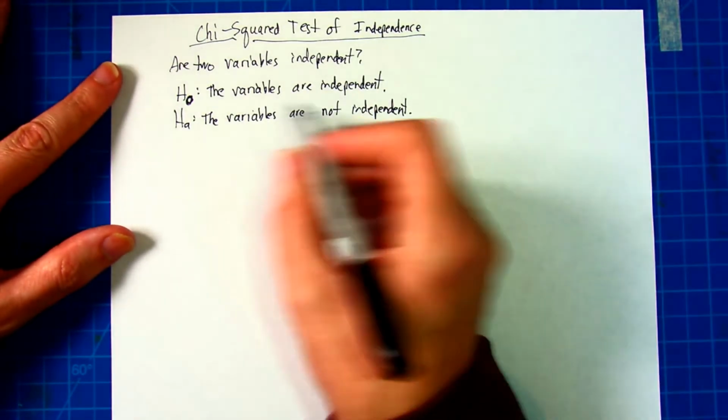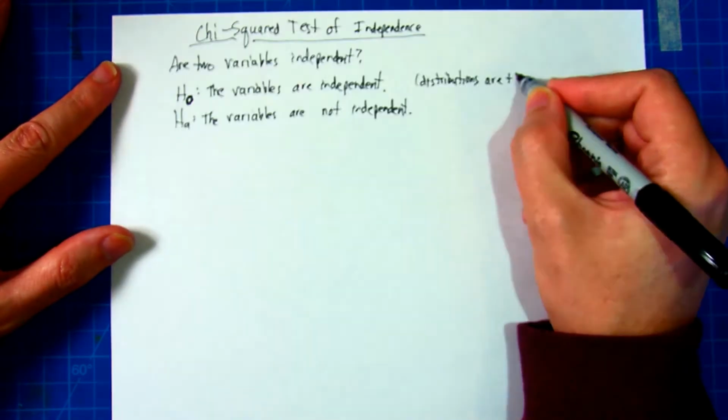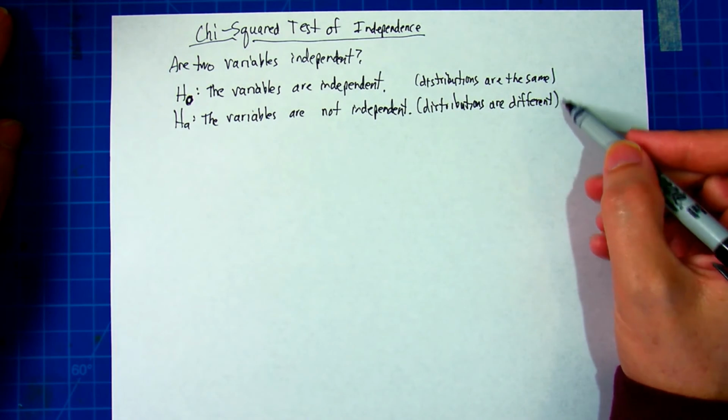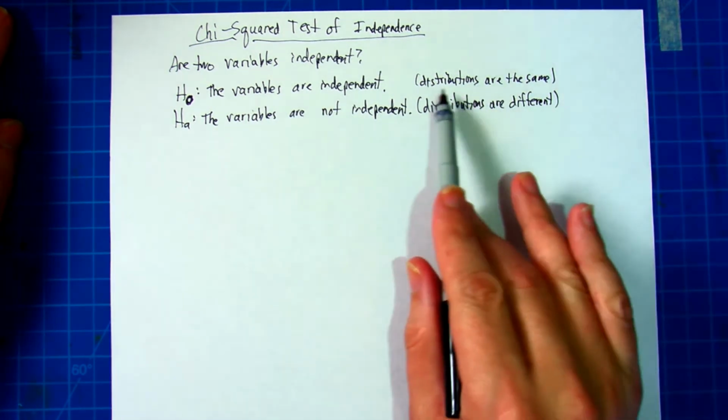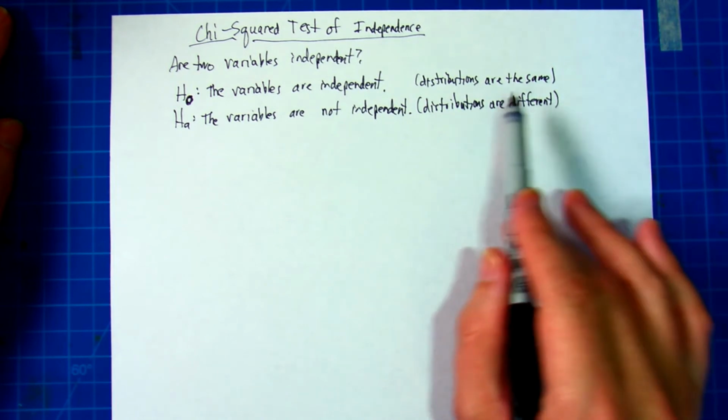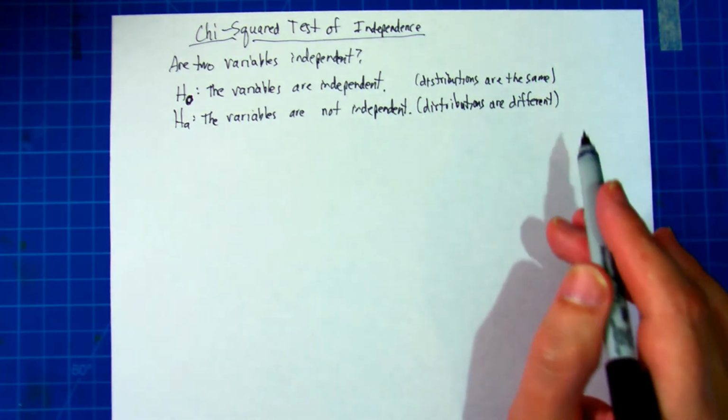So the way we test whether the variables are independent is whether the distributions are the same. The alternate hypothesis would be that the distributions are different. So the wording is different, but the math here is going to work out the same as the test of homogeneity. Let's go through a quick example.